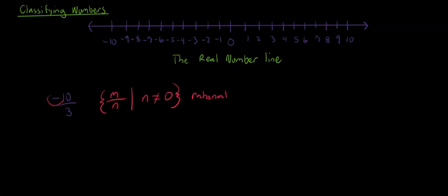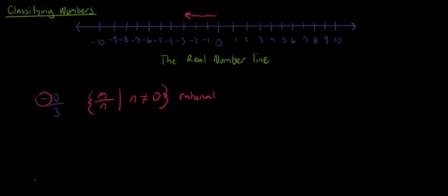And we also see that there's this negative sign out front, which means it's to the left of 0. It's going to be this way. This means that we have a negative rational number.